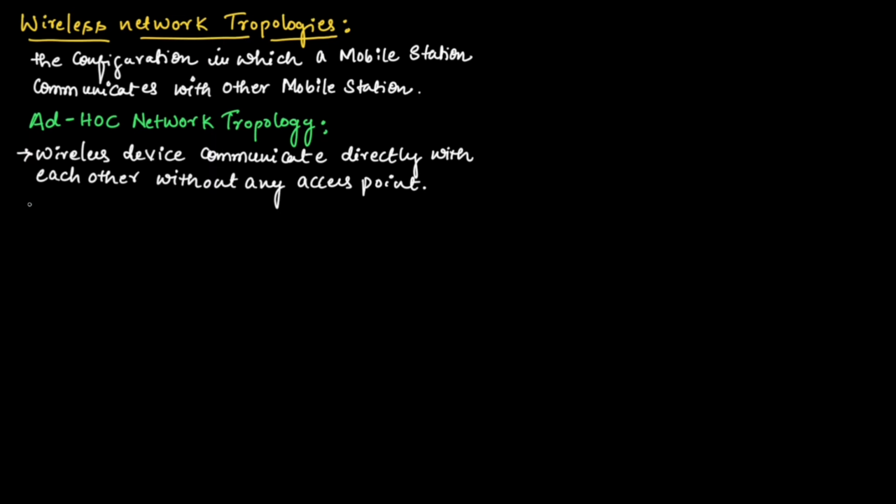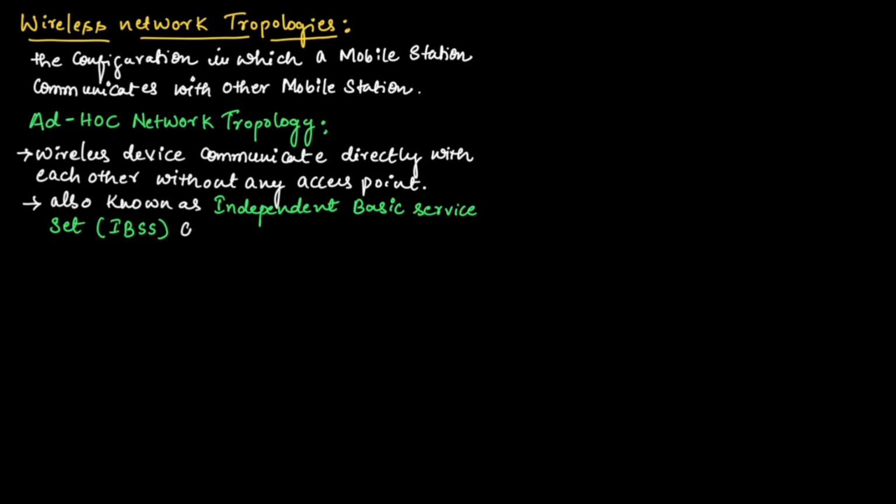The ad hoc network topology is also known as independent basic service set, also known as IBSS configuration. There are two types of ad hoc network. The first type is single hop ad hoc network.